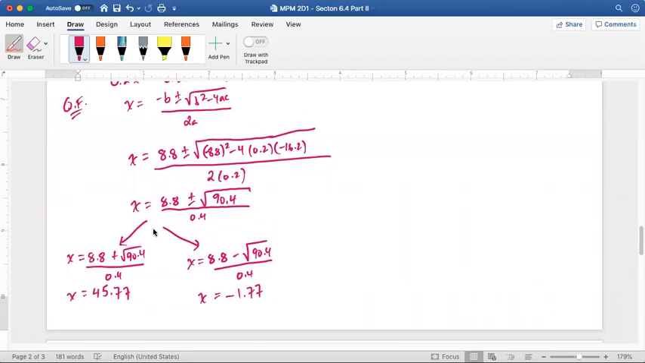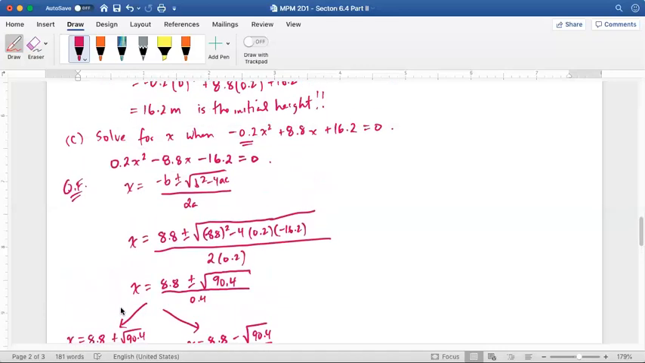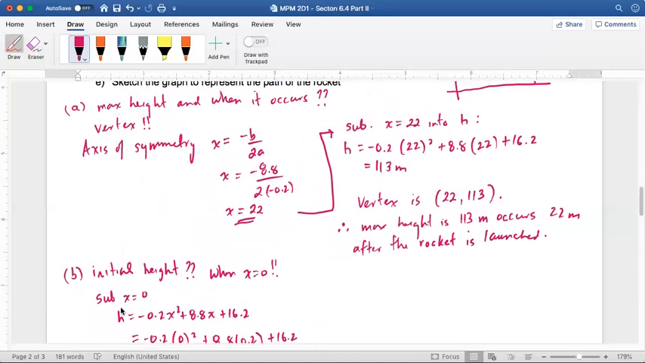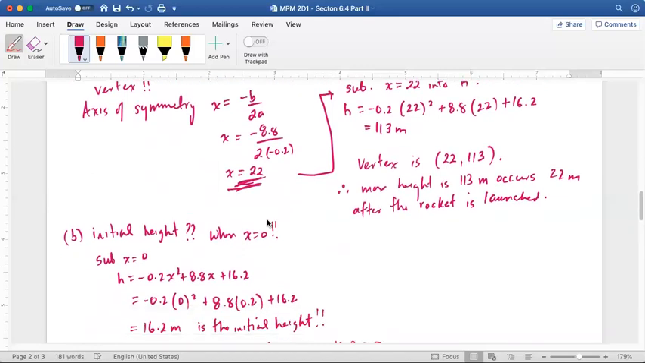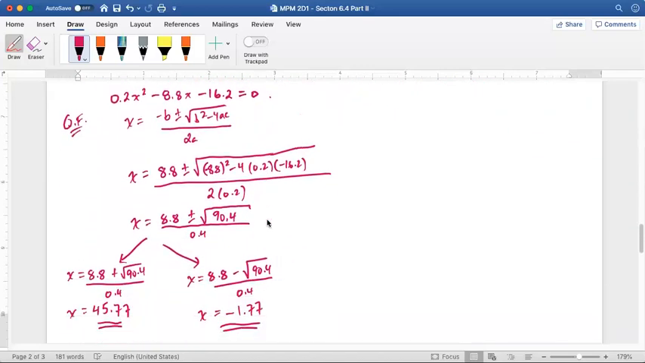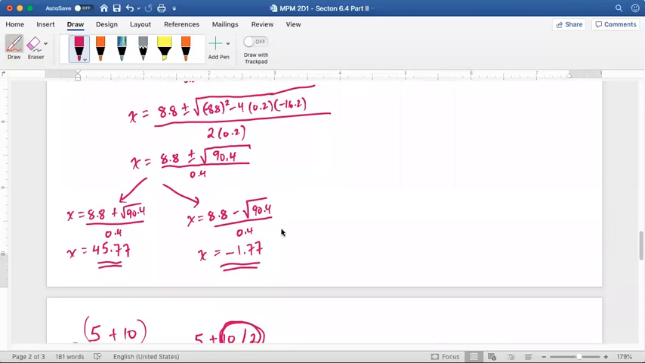I'm very interested in what would happen if I added these two roots. So why don't you add those two roots and then divide by 2. And you should get the axis of symmetry. That shouldn't surprise you because remember, the axis of symmetry is equidistant between partner points, right? And these two roots are partner points. Now, this one over here is not valid.